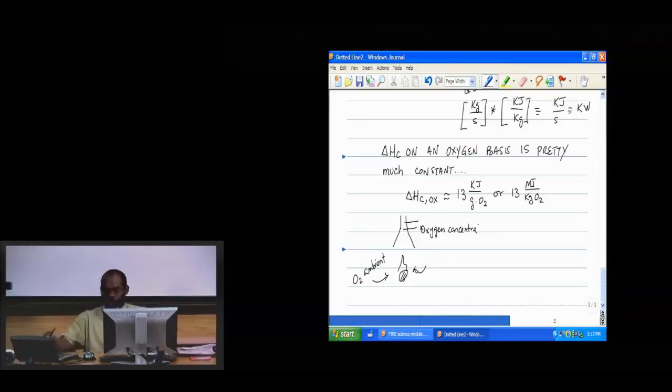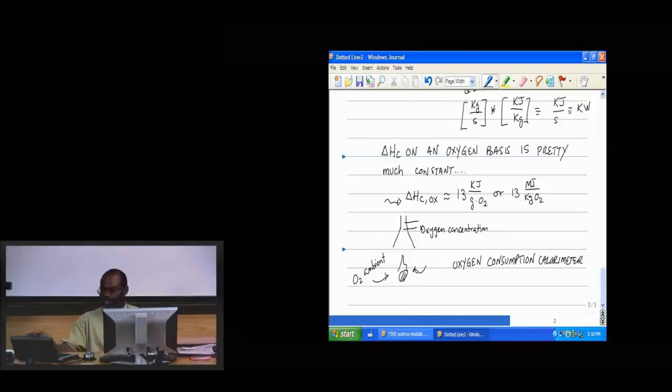There's a lot that needs to be filled in, but this is the basis of something called oxygen consumption calorimetry. It changed in a significant way our ability to determine heat release rates and to quantify them much better than we had done before. So it's really not a calorimeter per se, but it has the effect of calorimetry.